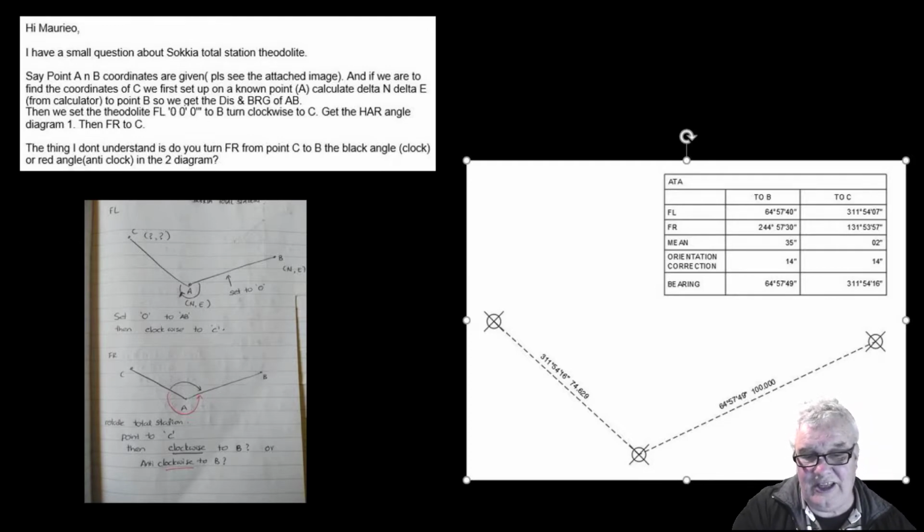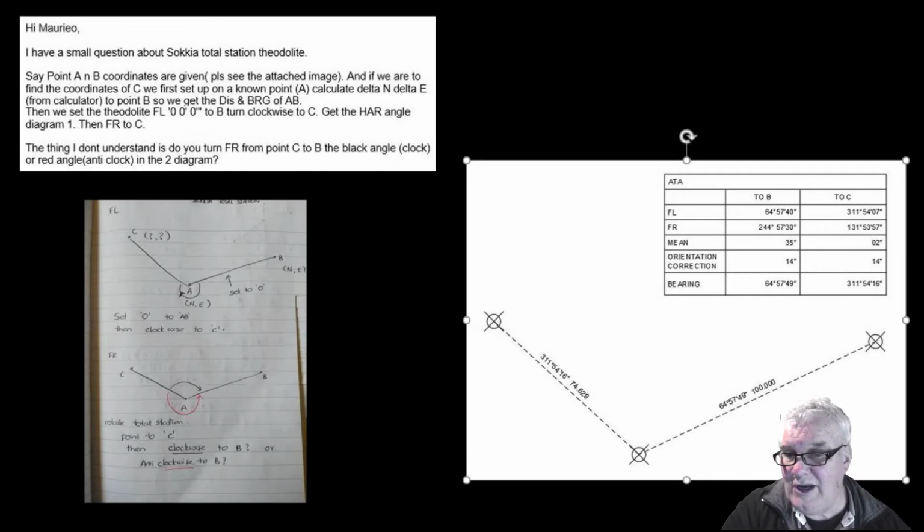64.57.49 is what I set there, and then I've gone through and adjusted, and I've got my actual bearing to C, 311.54.16, and the distance is 74.629. I did this in AutoCAD Live using actual coordinates that I was familiar with.